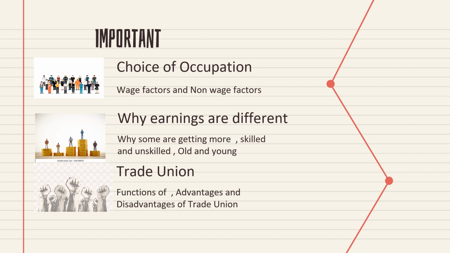So I hope you guys understood what questions they will ask. Remember that when you're studying the labor market, you have to concentrate on three topics: choice of occupation, why earnings are different, and trade union. In choice of occupation, you have to write wage factors and non-wage factors. For why earnings are different, you always have to think about why some are getting more, like skilled laborers and unskilled laborers, old workers and young workers, university graduates and non-university graduates. Then functions of trade union, and advantages and disadvantages of trade union. So these are the questions you have to be prepared for in this exam.